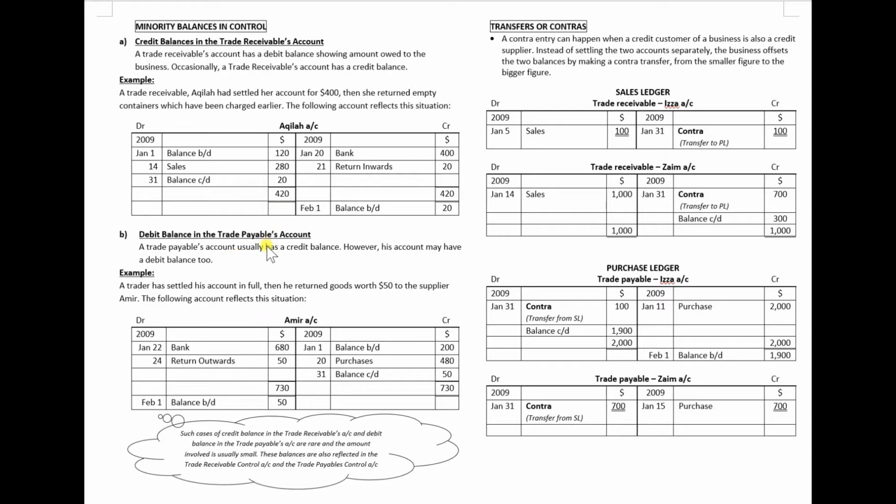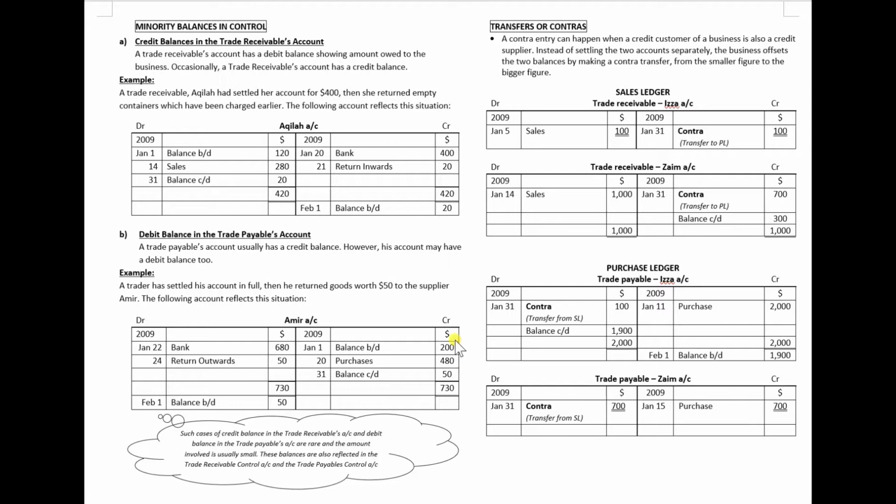Similarly, the trade payables account is also the same, okay? Normally a creditor account, do they have a debit or credit balance? Yes, normally they have a credit balance, okay? But this one is the rare minority. It's the rare circumstances when the creditor can have the debit balance, okay? So a trader settles the account in full, okay? This is the opposite of the one just now.